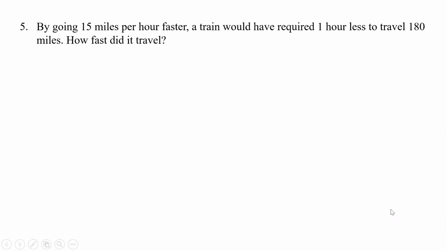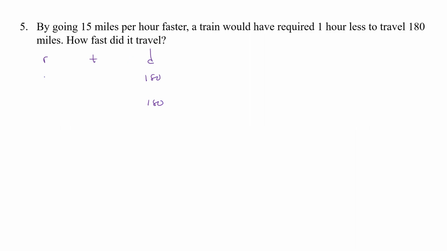All right, how about this one? By going 15 miles per hour faster, a train would have required 1 hour less to travel 180 miles. How far did it go? All right, well, let's make our table. This one's easy enough to basically write our table. So we know it's 180 and 180. No matter which way we did it, it's 180 miles.